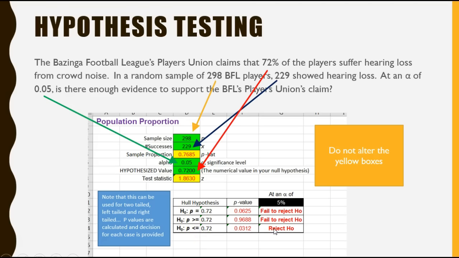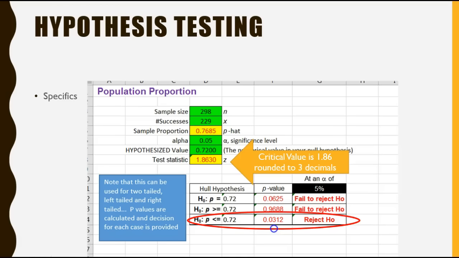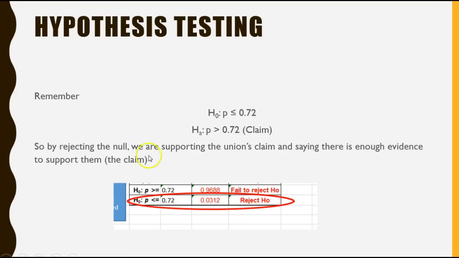So I'm going to reject the null. And by rejecting the null, we are supporting the union's claim, saying there is enough evidence to support the claim that the true proportion of BFL football players who suffer from hearing loss due to crowd noise is greater than 72%.